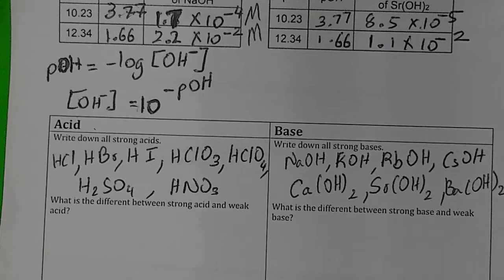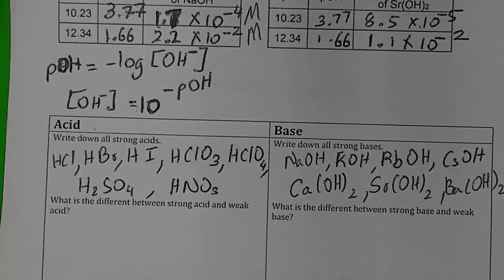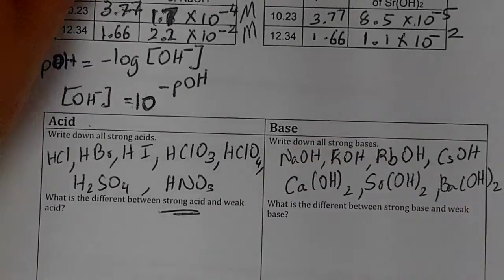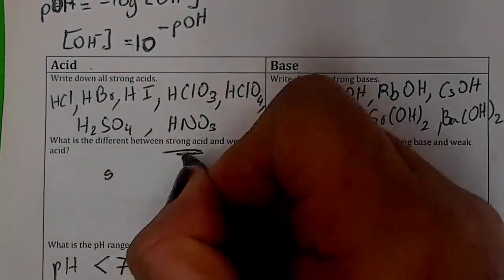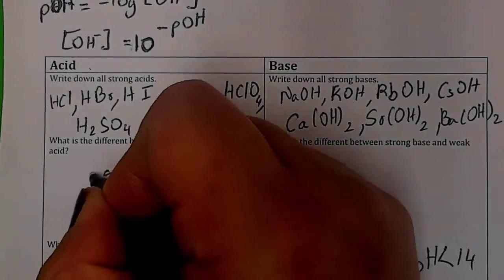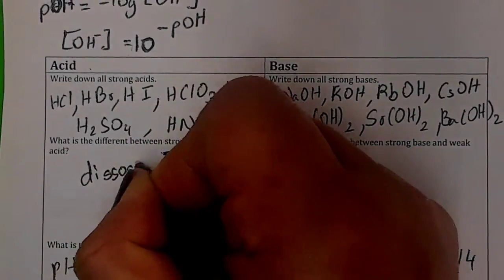What is the difference between a strong acid and a weak acid? Strong acids will fully dissociate into ions when dissolved. Weak acids do not. Right. Strong acid, fully dissociate, break apart. It's just one arrow. Weak acids, two arrows. Strong acid dissociates completely.